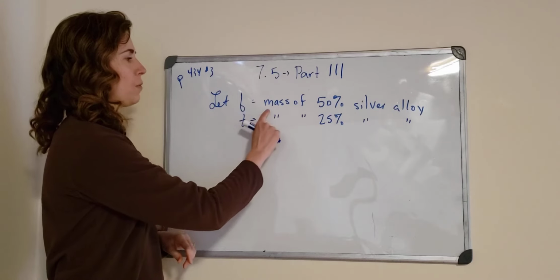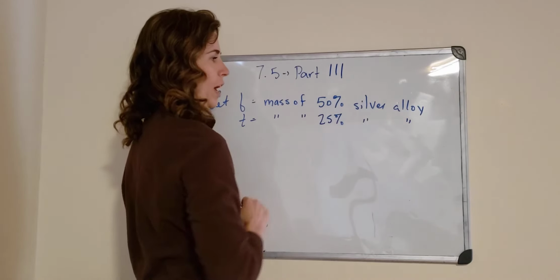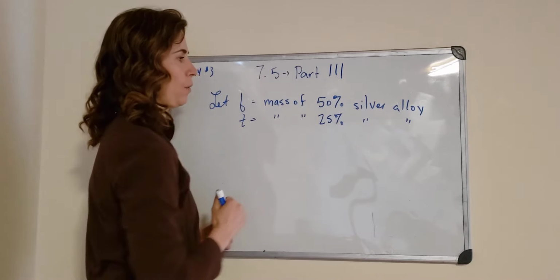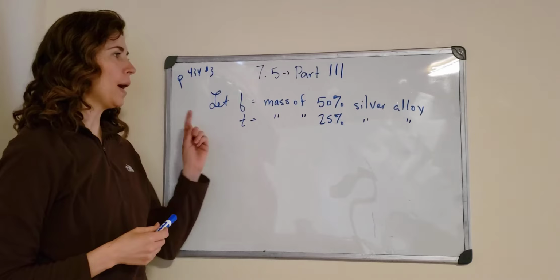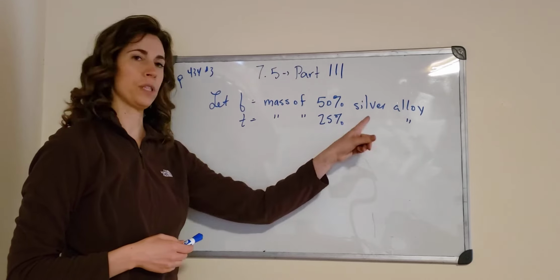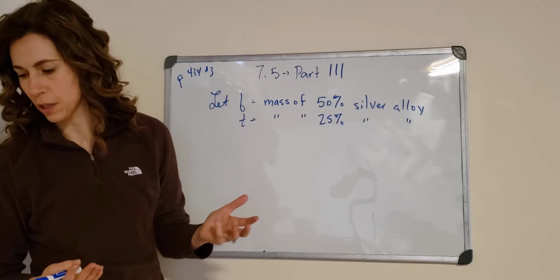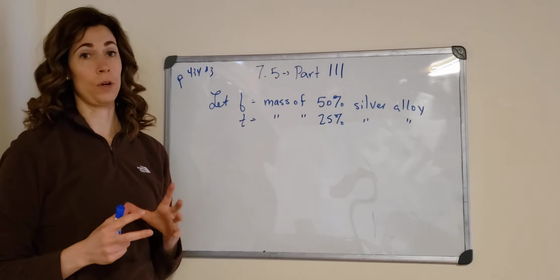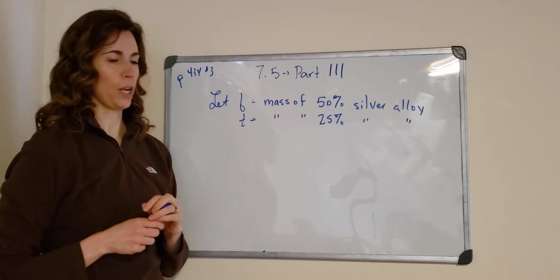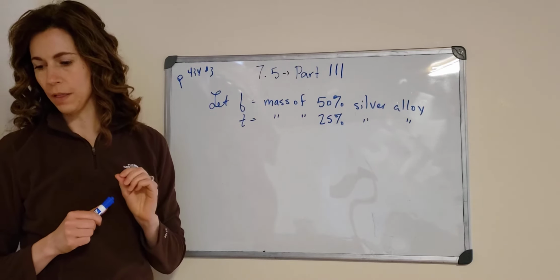So let F equal the mass of the 50% silver alloy, and then T equal the mass of my 25% silver alloy, okay? Because those are the two things I'm trying to figure out. How much of the 50% silver am I going to need to mix with the 25%? How much, what mass, in order to build this final product of a raven that they told me is actually 40% silver alloy when you're finished? So you know you're going to need a bit of this and a bit of this, you just don't know how much yet.